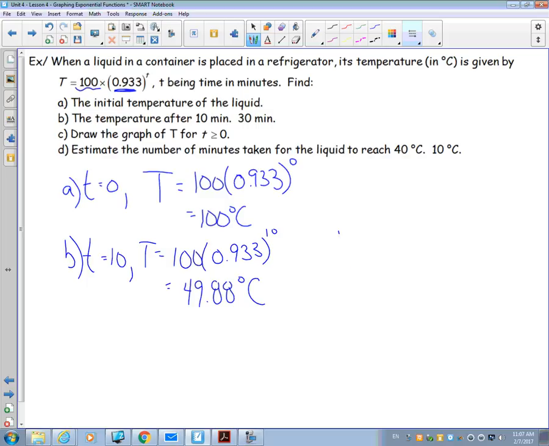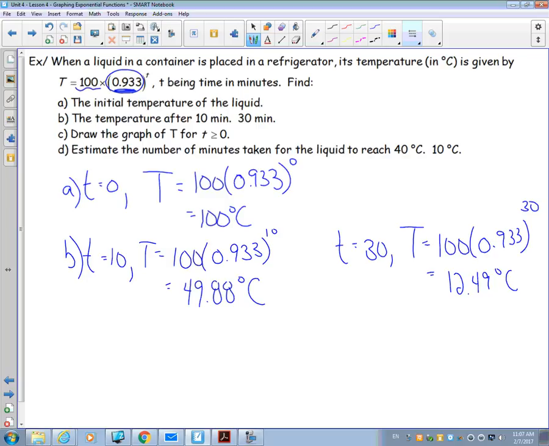After 30 minutes, so T is 30, our temperature is 100 times 0.933 to the 30 this time. I hope you notice our temperatures are dropping. We're down to 12.49 degrees Celsius. Okay, why is it dropping? Well, if you look at your base, you see a number that's less than 1. So that's a decreasing function.